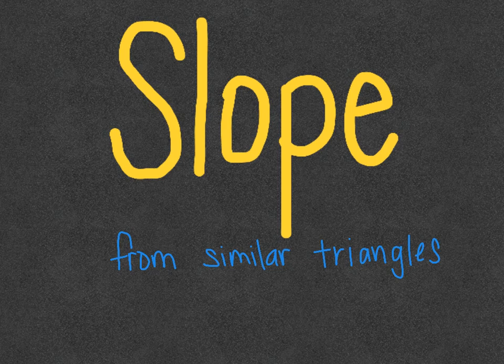This video is still going to be talking about slope, but instead of a graph or a table or points, we're going to look at similar right triangles. This is only going to work with right triangles.